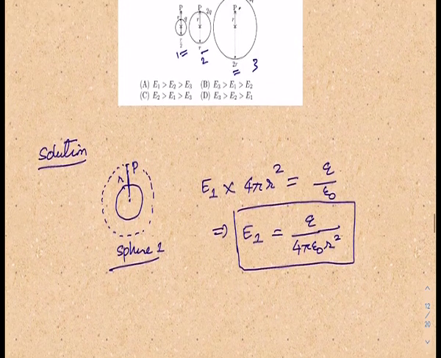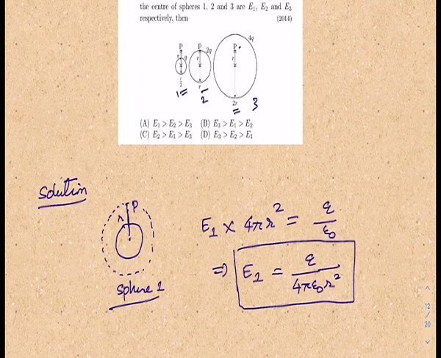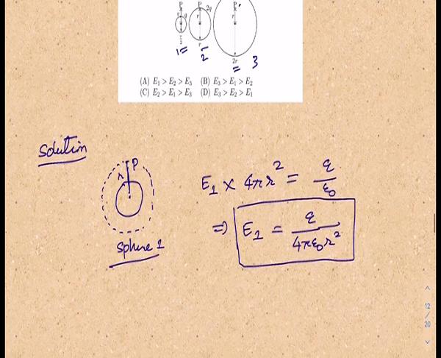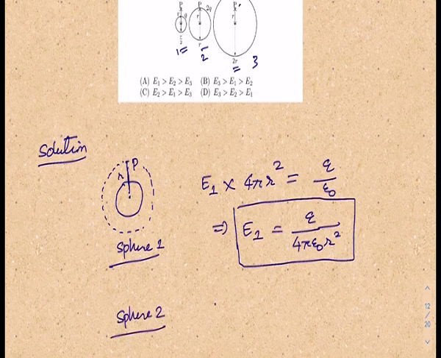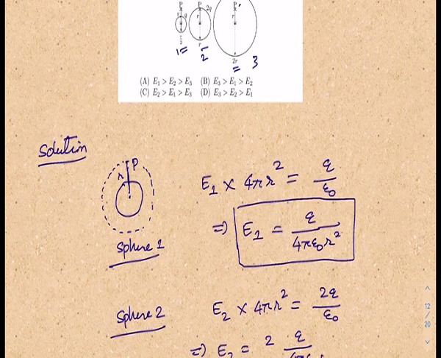Now what about the second sphere? The second sphere is again similar, only here the charge is 2q. So for sphere 2, you will get E2. Because the sphere itself you can take as the Gaussian sphere, E2 into 4 pi r square is equal to 2q by epsilon 0. Therefore E2 is equal to twice q divided by 4 pi epsilon 0 r square. Immediately you see that this is twice E1.